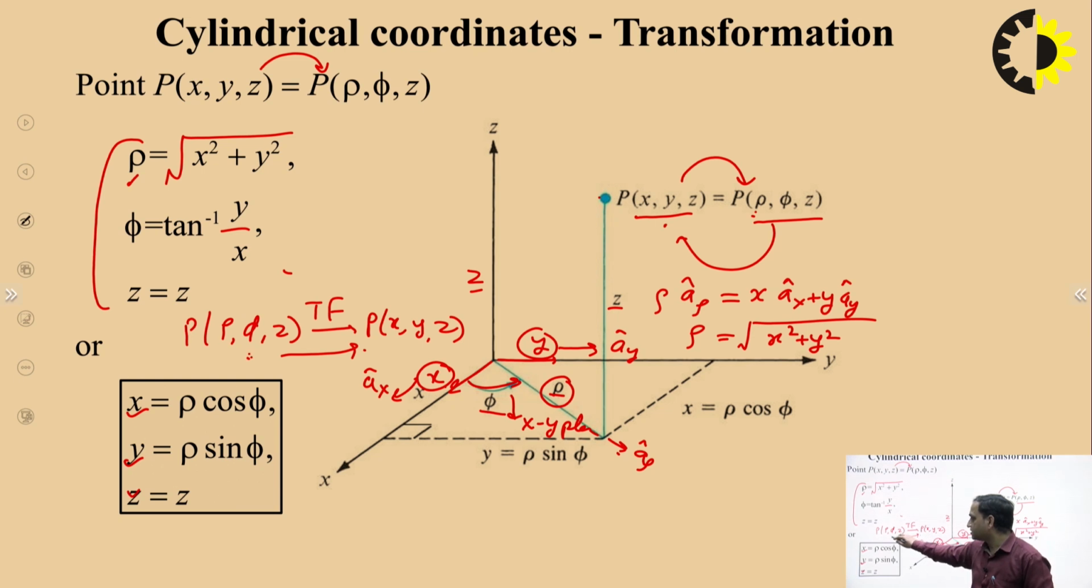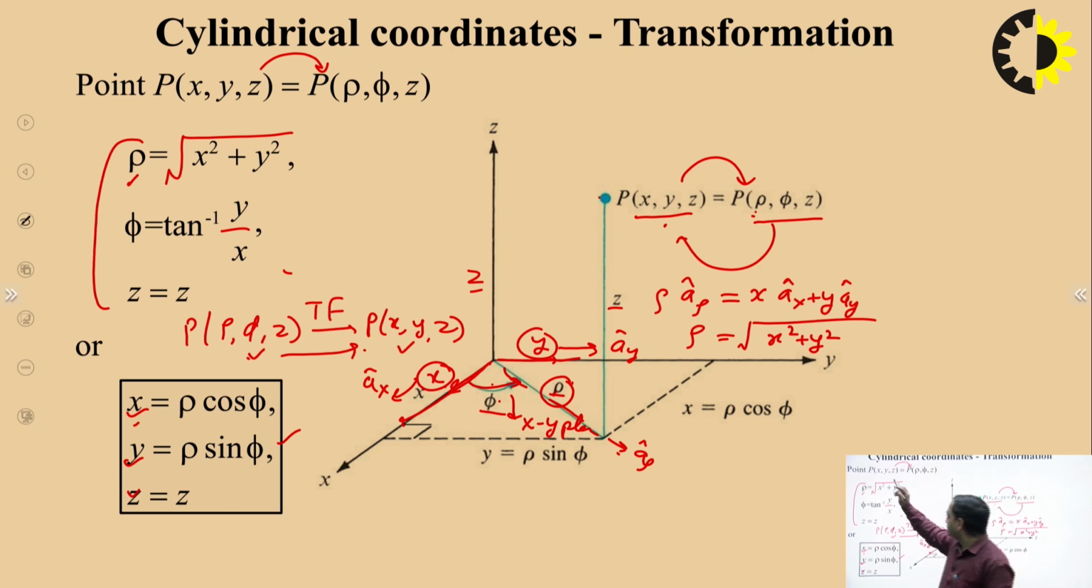So it means this is already given and we have to calculate these 3 points. So let's come to this diagram. What is the x? X is this one. Rho is given, phi is given, so x will be rho cos phi. This is the x. And y is what? It will be rho sin phi. And z is the same.